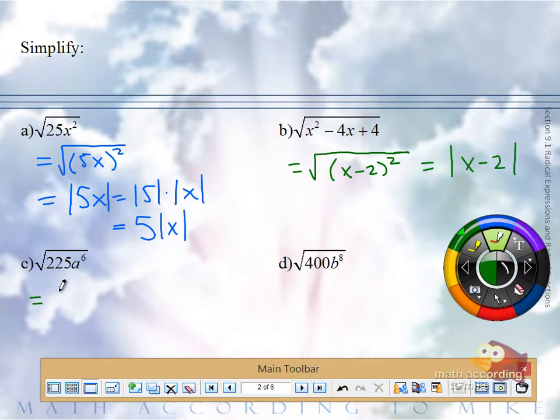what squared is 225 a to the 6th? 15 a to the 3rd.